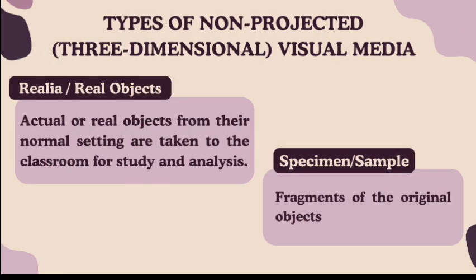Next is realia, or real objects. It is the actual objects from their normal settings and are taken to the classroom for study and analysis. And the last one is the specimen, or sample. It is the fragment of the original object. So the specimen is a small portion of the actual object. For example, in the science laboratory, we have the specimen of the brain, we have a specimen of the fetus, and so on and so forth.